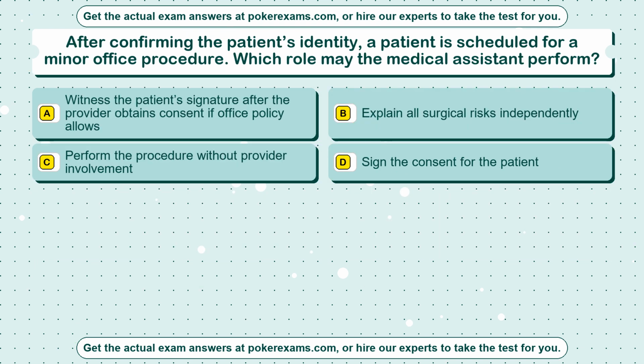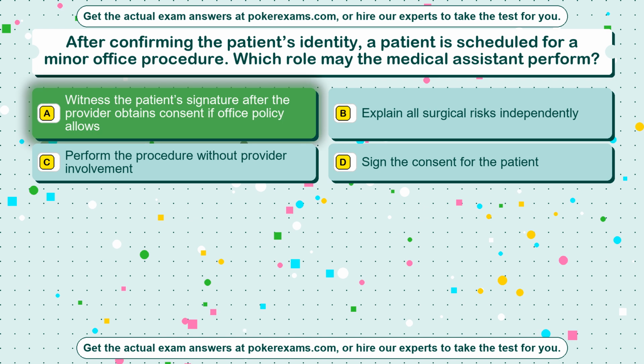Question 100. After confirming the patient's identity, a patient is scheduled for a minor office procedure. Which role may the medical assistant perform? Option A. Witness the patient's signature after the provider obtains consent if office policy allows. Option B. Explain all surgical risks independently. Option C. Perform the procedure without provider involvement. Option D. Sign the consent for the patient.